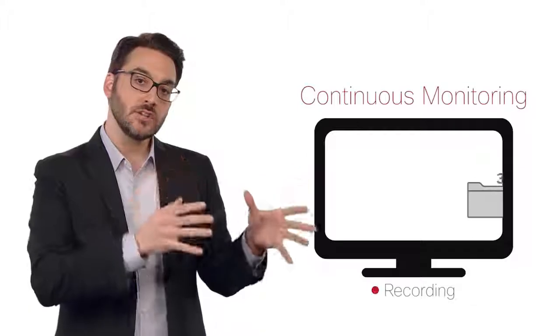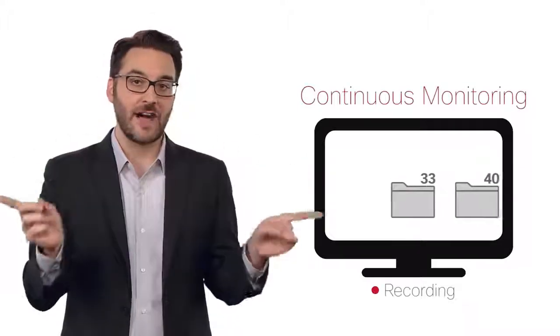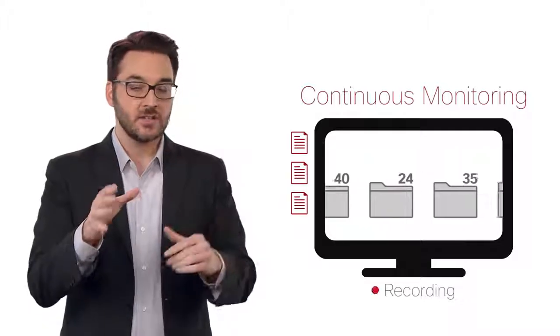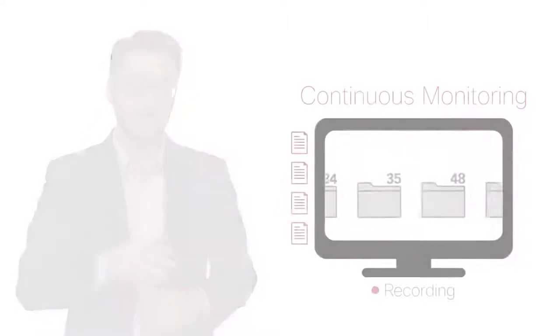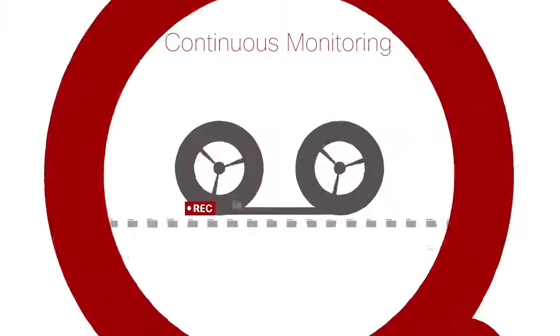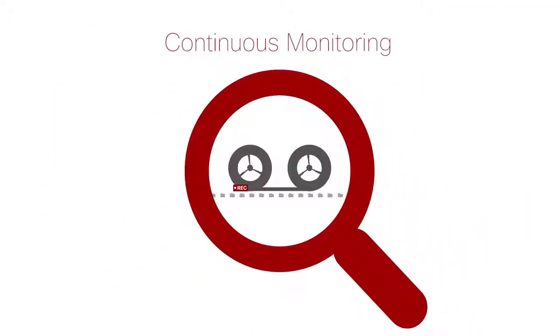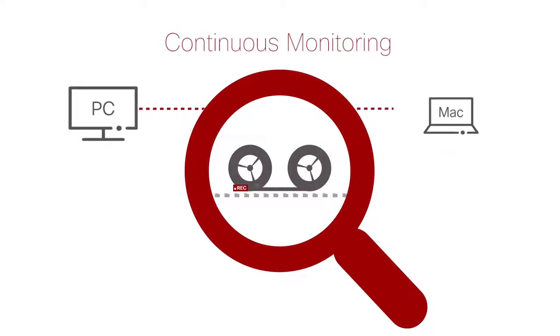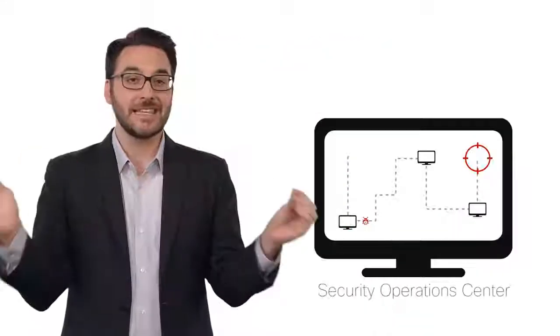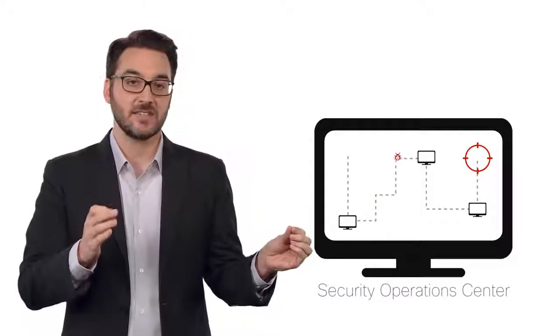So AMP continuously records and analyzes all file activity, processes, and communications on your endpoints to rapidly detect a compromise. This continuous recording and analysis provides security teams with a holistic view of activity across all their endpoints, including PCs, Macs, Linux, and mobile devices. AMP shows you the complete recorded history of events seen on the system.